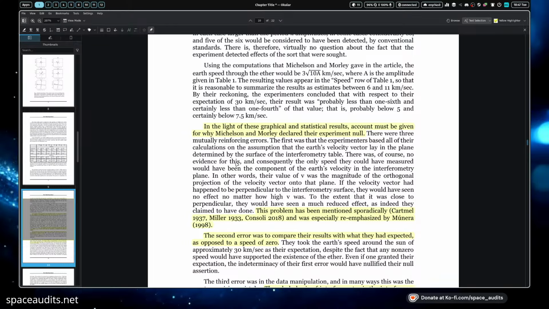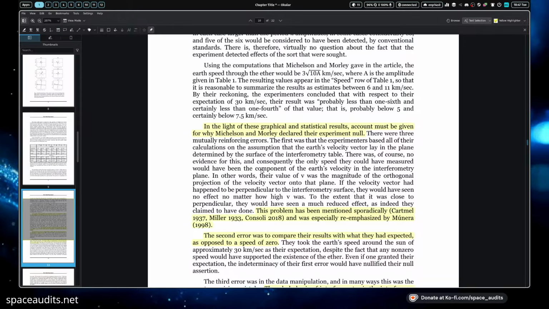Therefore, there is of course no evidence for this, and consequently, the only speed that they could have measured would have been the component of Earth's velocity in the interferometer's plane. So, again, if they're not directly lined up, there's going to be an offset on how much velocity is going to be imparted on that speed of light to be changed. So he's making the argument there that they were off on how they were trying to associate the alignment of the interferometer to the velocity vector and the velocity measured relationship.